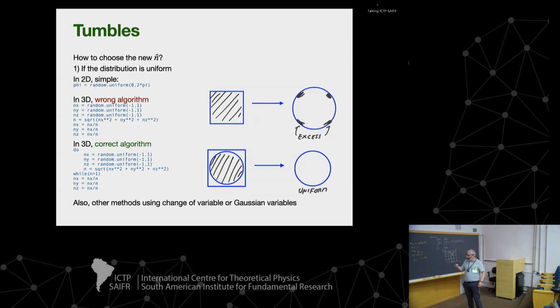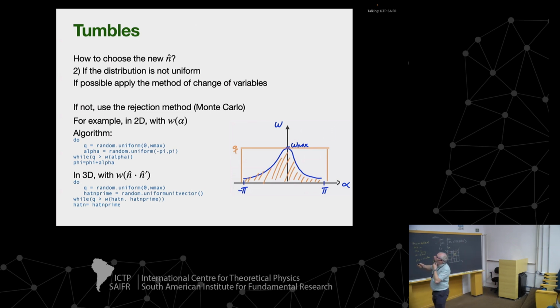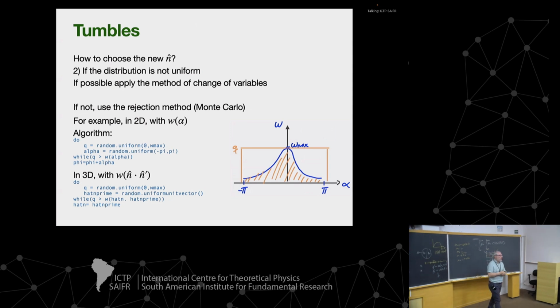You get a new director uniformly in the sphere. You compute the dot product between the previous one and the new one. And if Q is larger than this function W, you reject and you do it again, until you have that Q is smaller than W. And in that case, you say that the new director is what you have elected. So that is what is called the rejection method to choose non-uniform distributions.